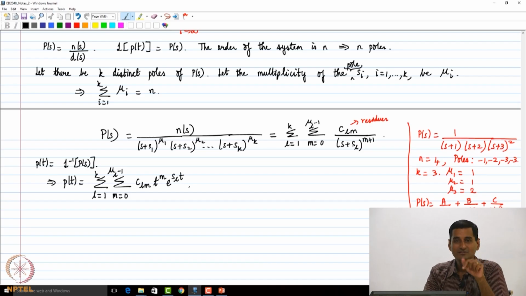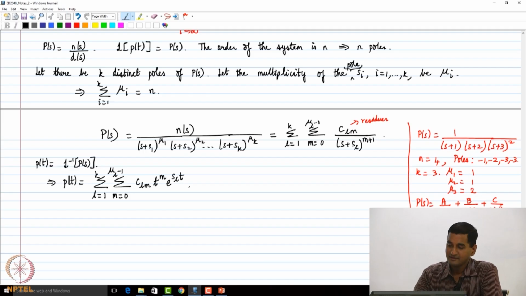Do you agree? But for any case where the multiplicity is 2 and above, you would get a corresponding t term. So that's what we are going to have. Is everyone in agreement with what I have written? I am just doing an example in parallel and then the general case so that we can map them.